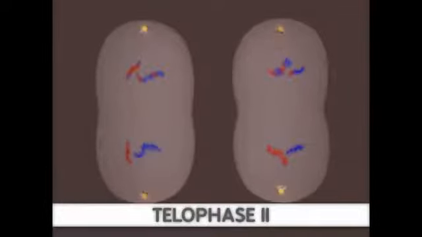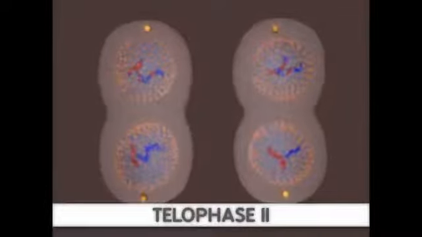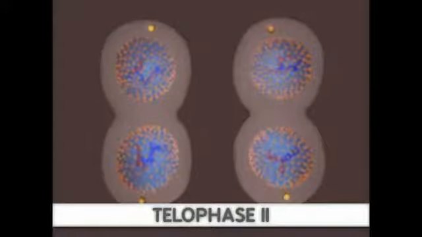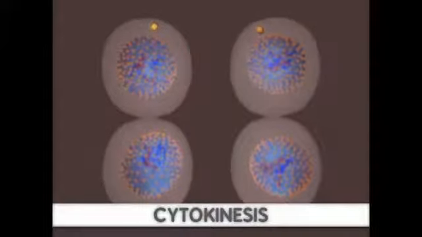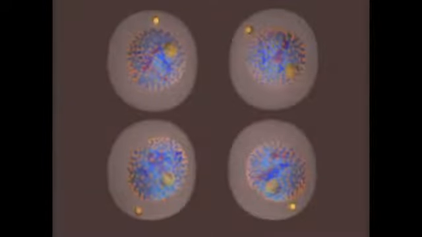In telophase 2, the nuclear membrane reforms and the cytoplasm is divided into the two haploid daughter cells. This division is called cytokinesis. Since meiosis 2 began with 2 cells, and each of those cells were split into 2 cells, we now have 4 unique haploid cells at the end of meiosis.